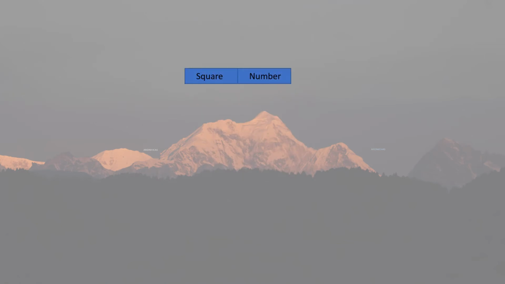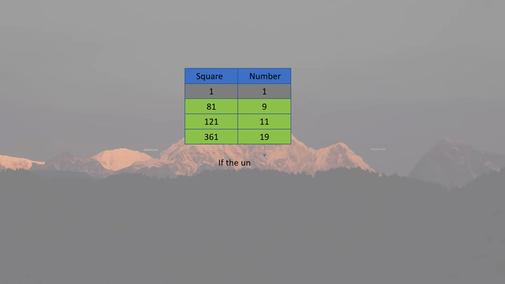Let's try to understand another property of square numbers. We have taken the numbers 1, 9, 11, and 19. Square of 1 is 1. Square of 9 is 81. Square of 11 is 121. Square of 19 is 361. Here on the number side, the units place ends with 1 or 9. Then the square of such a number will always have the units place 1.